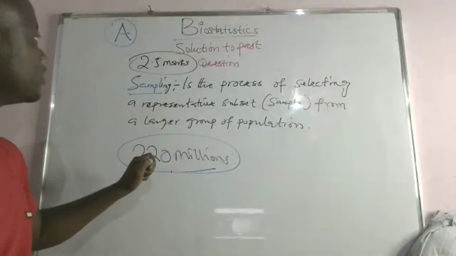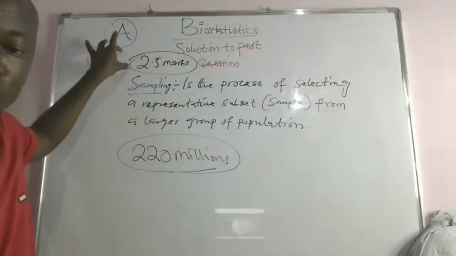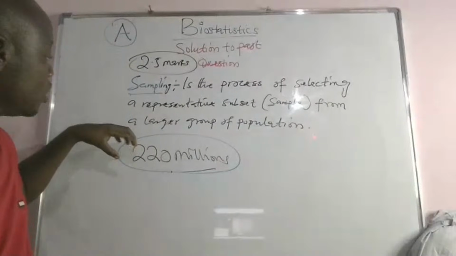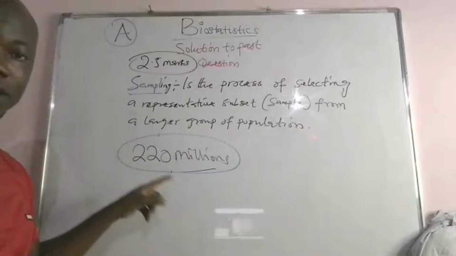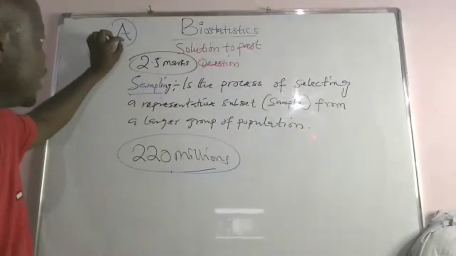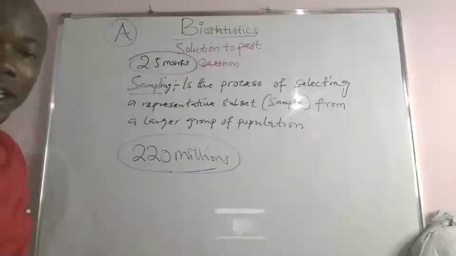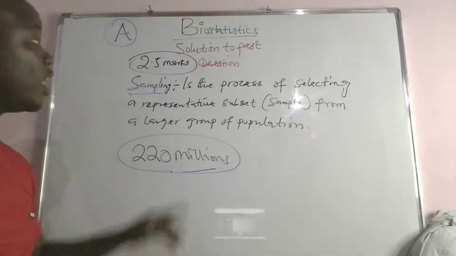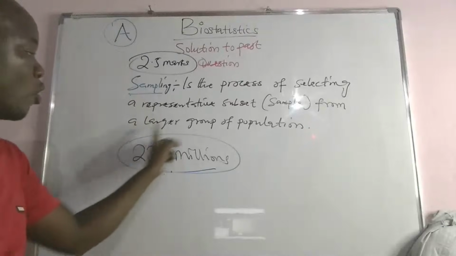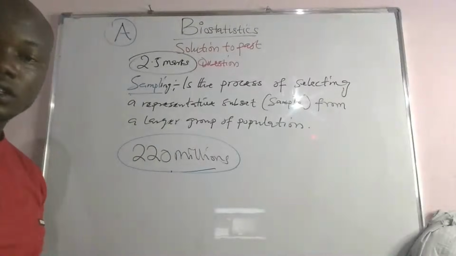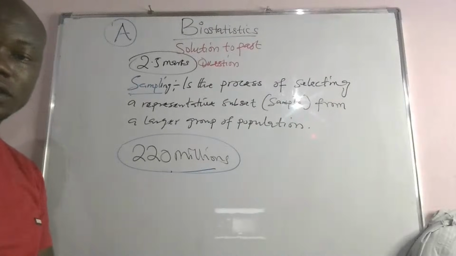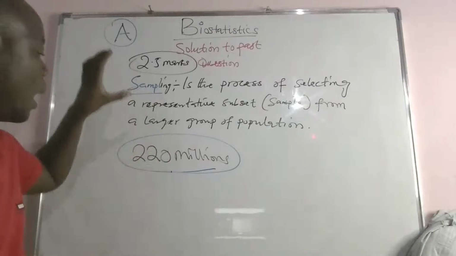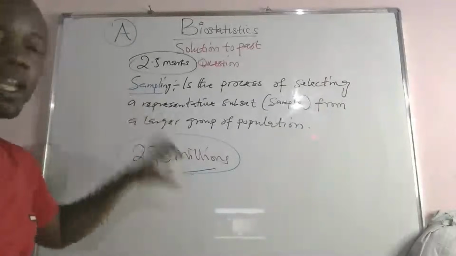So now the question is, you have a new drug A discovered, and you want to test it among individuals. You want to test whether this drug is toxic among the Nigerian population. And in Nigeria, we have over 220 million people. Can you test this drug among all this population? The answer is no. Excellent. So you cannot test this drug among the 220 million people.